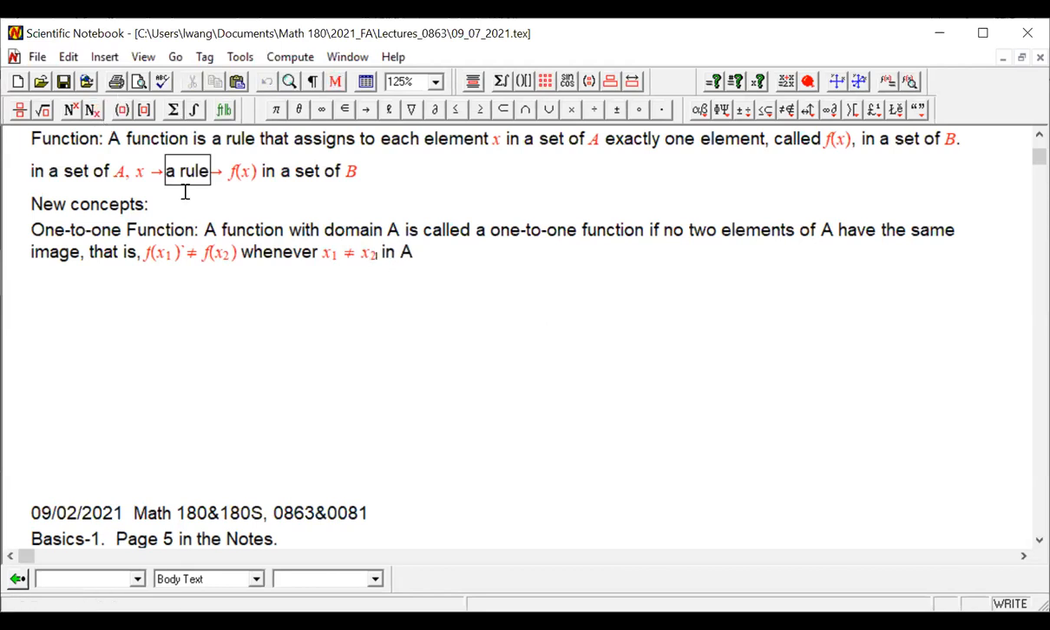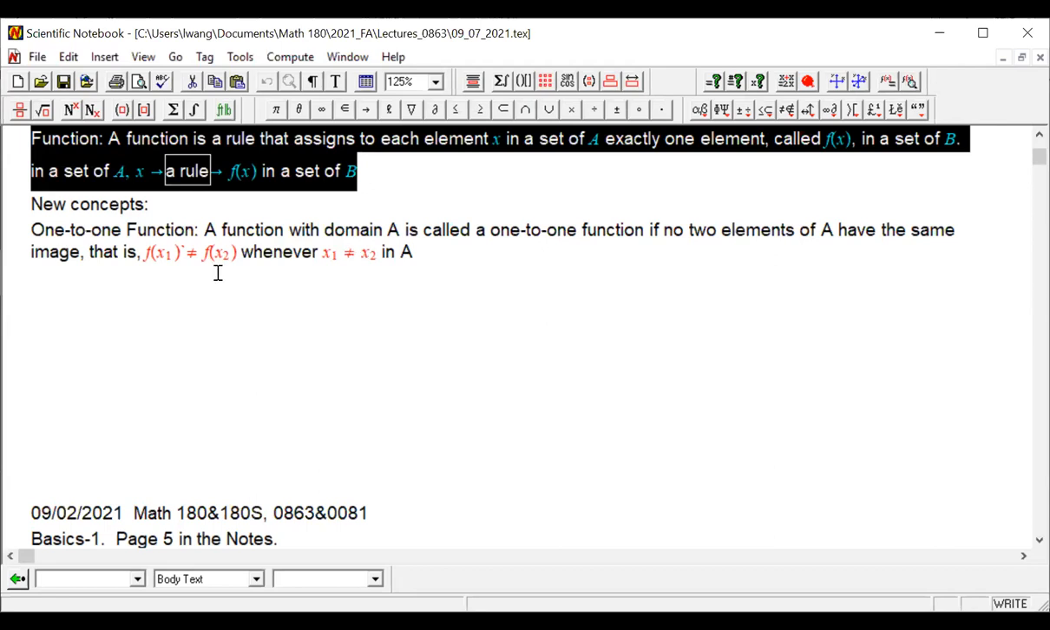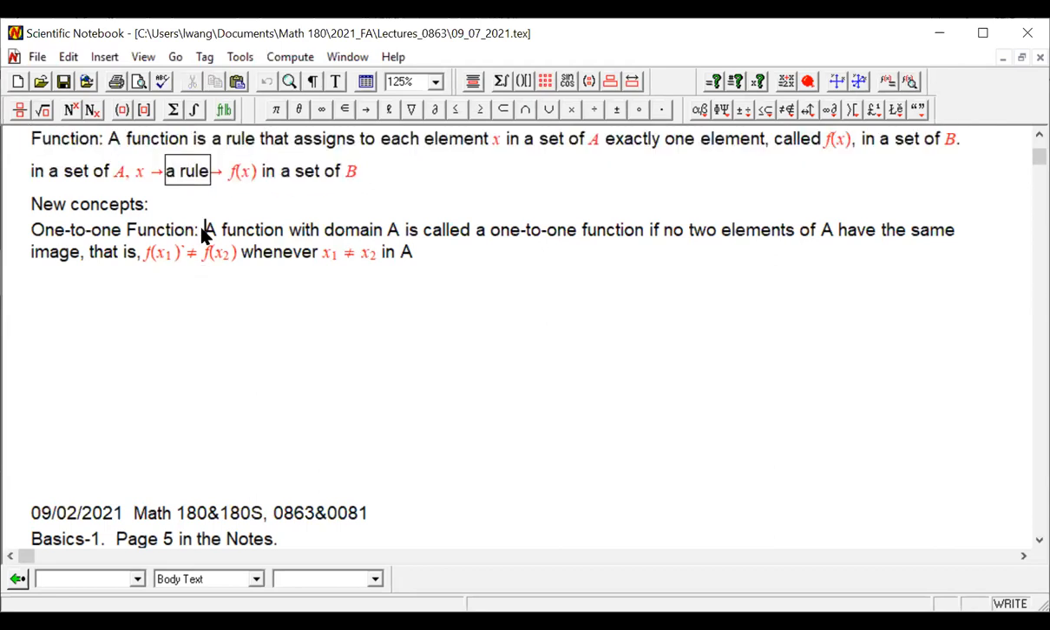What does it mean? If you look at these two definitions, the first one tells us what is a function. The second one says a function. So it's provided that we have a function already, i.e. we only consider whether a function is one-to-one if we have determined it is a function. Okay, it is a function.